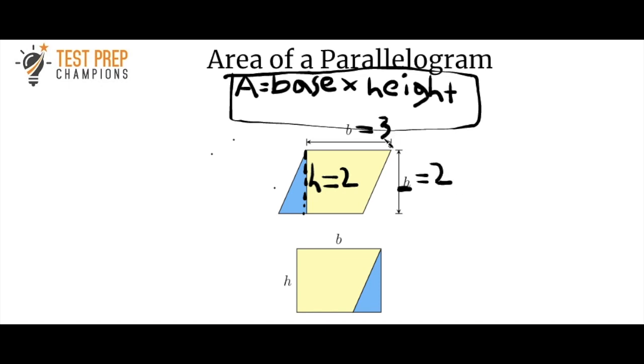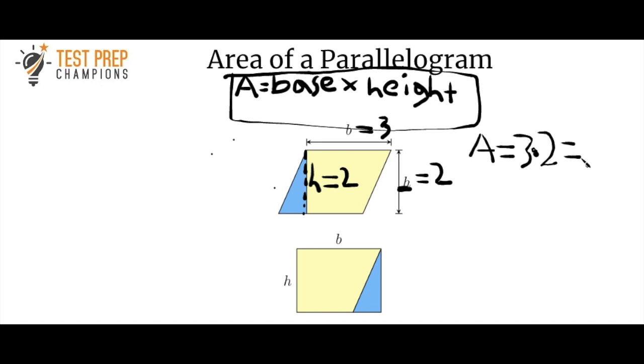Let's just say, I don't know, 3. Okay, and so now all we have to do is just plug these into the formula here. So we've got the area is equal to base times height. So area is equal to the base, and the base is equal to 3, times the height, which is 2. And I'm using this little dot now to show multiplication.